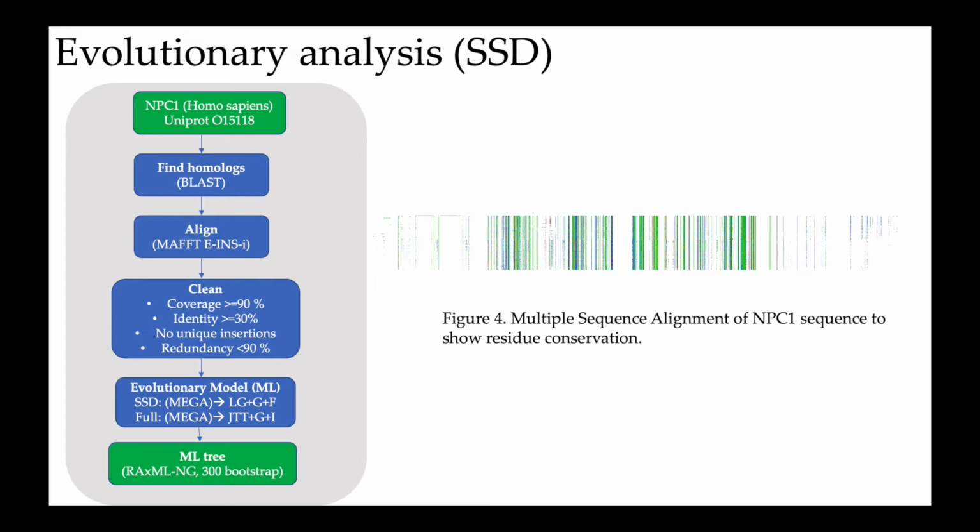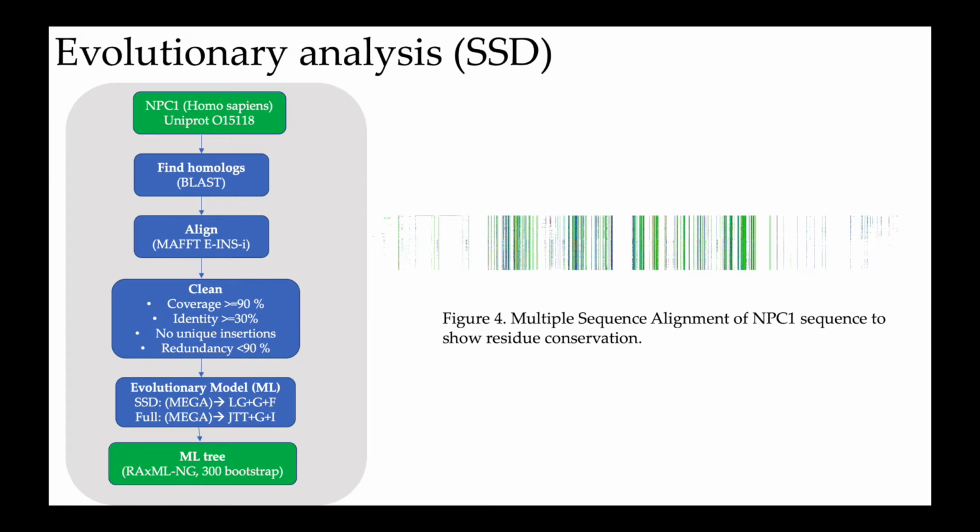We cleaned some of the data to remove redundant sequences, sequences that weren't super accurate. Then we built an evolutionary model and a phylogenetic tree using a 300 bootstrap value because it was good enough to get a really good tree. We could have done more bootstraps, but based on time at the time that we did it, we kept it to 300 because it built a really good tree.